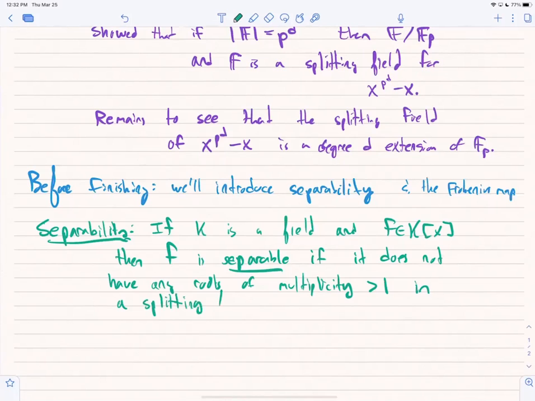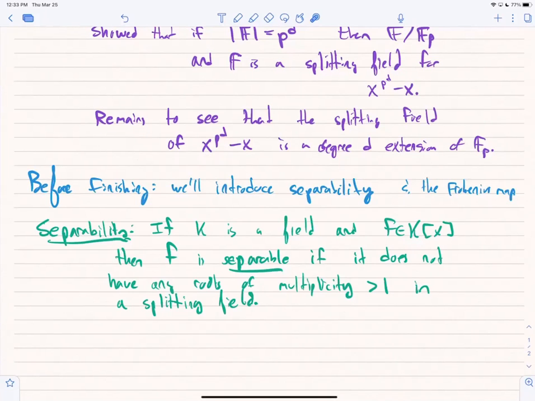You could replace the word splitting field with algebraic closure here, or with any field where F factors into linear factors. So you get equivalent notions. The reason being that splitting fields are unique up to isomorphism, and not just isomorphism of abstract fields, but isomorphism of extensions of K.